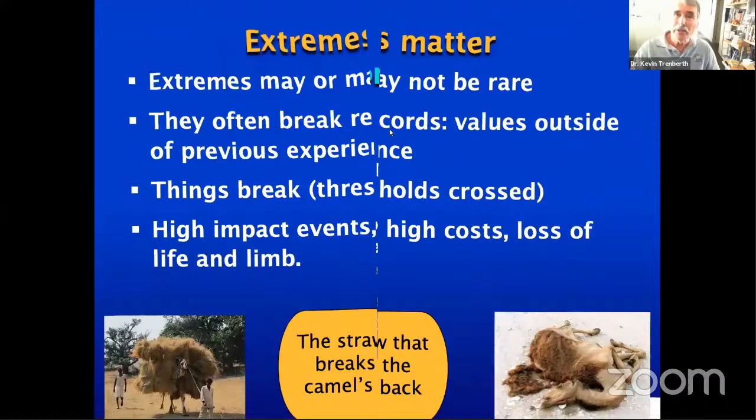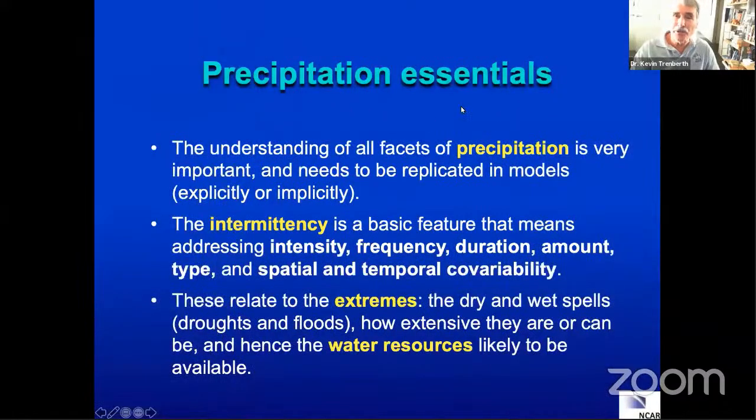Some of the essentials with regard to precipitation are that the understanding of all aspects of it, all of these characteristics I've talked about, is important, and it needs to be replicated in models, and not enough attention has been paid to that. The intermittency is a basic feature of precipitation: the intensity, the frequency, the duration, the amount, the type, the spatial and temporal covariability, if it's raining in one place but not in another, the spatial scales. All of these things are very important.